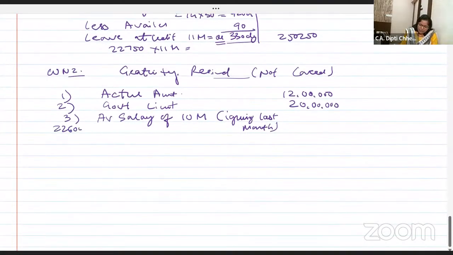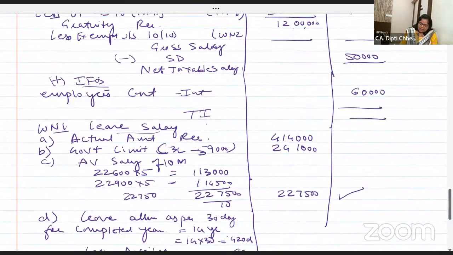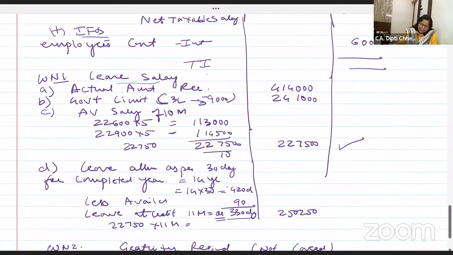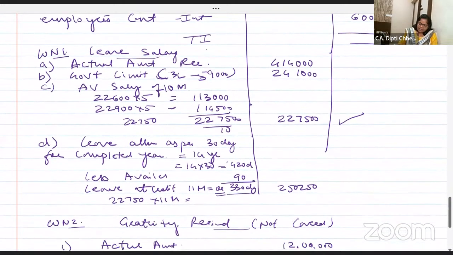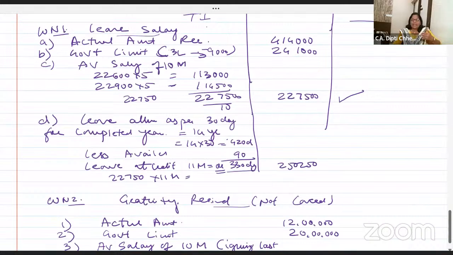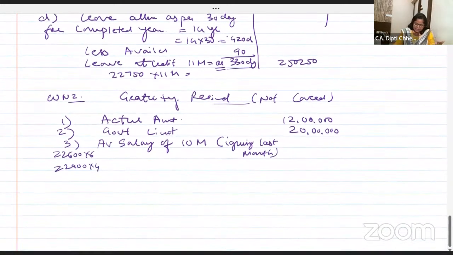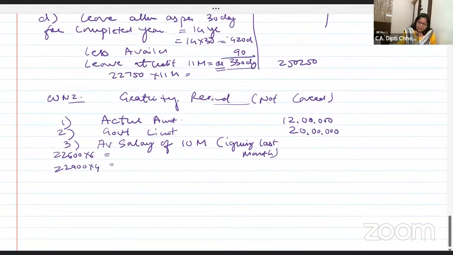So 22,600 into 6, pehle up se, and 22,900 into 4. Are you all clear? Last 5 months it's 22,900. तो last month छोड़ दो, उसके पहले के 4 महीने, like that you have to calculate.